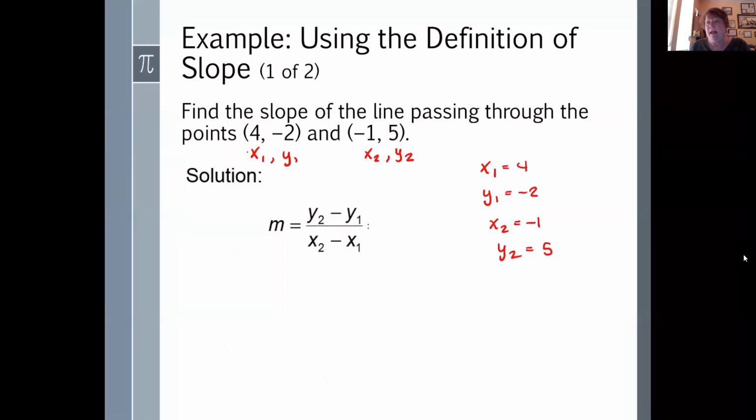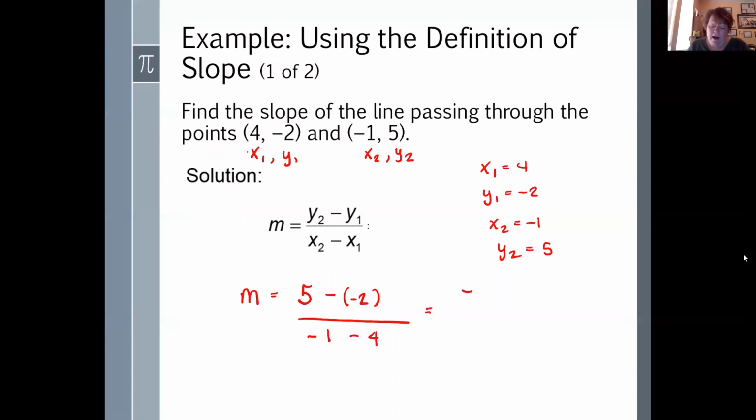And then I make the substitutions. So the slope is going to be y₂, which is 5, minus y₁, which is -2. Since I'm subtracting a negative, I put that negative inside parentheses so I can keep my signs correct. Divided by x₂, which is -1, minus x₁, which is 4. So I have 5 plus 2 over -1 minus 4, or I have 7 over -5.